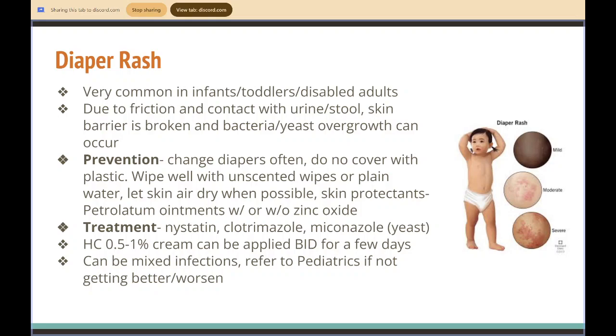Wipe well with unscented wipes or rinse with plain water. Let skin air dry when possible, and use skin protectants like petrolatum ointments with or without zinc oxide. Now, zinc oxide is what we call a desiccant, and it assists with drying. Does anyone know a brand name for yellow petroleum ointment and white petrolatum ointment? There's two main ones. Does anyone know the brand names?